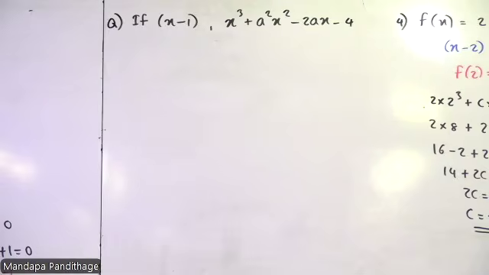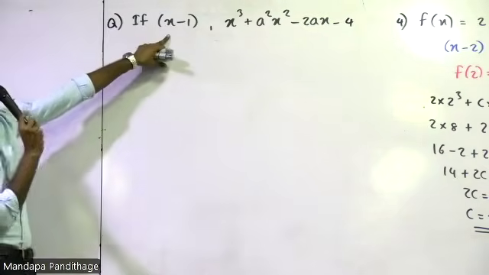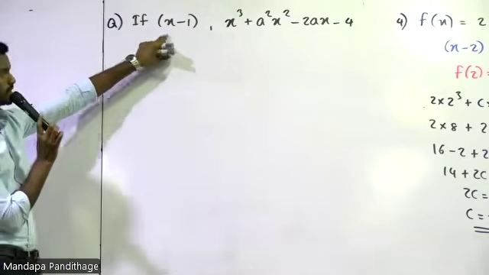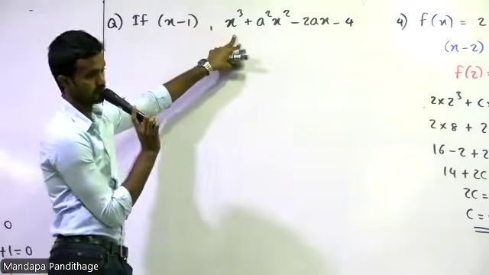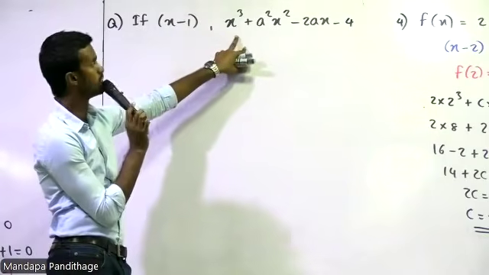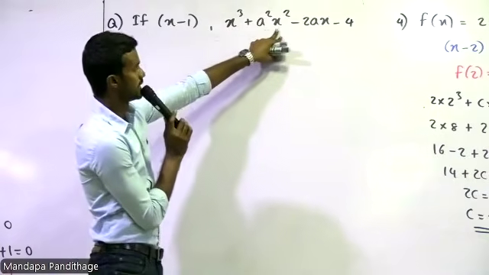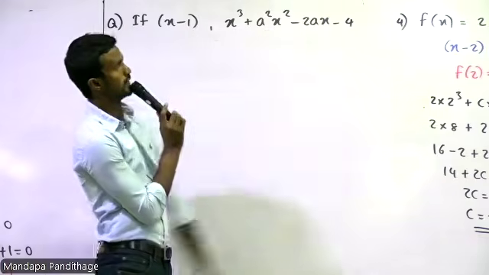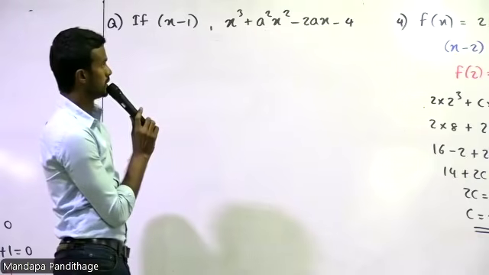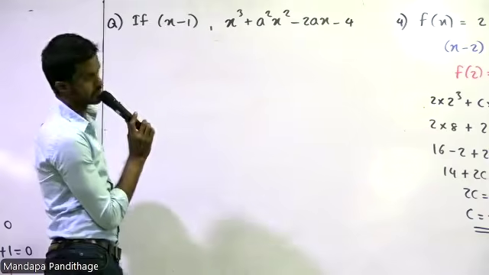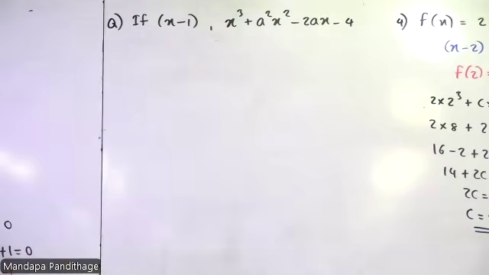It's on the board. If x minus 1 is a factor of x cube plus a squared x squared minus 2ax minus 4, find the value of a. I need the entire class to get answers for this.